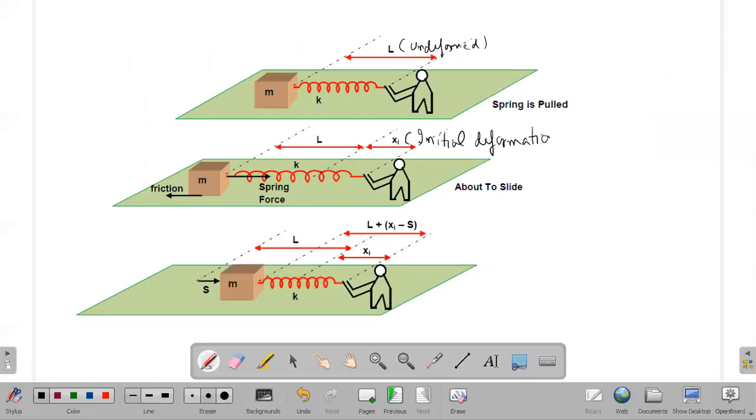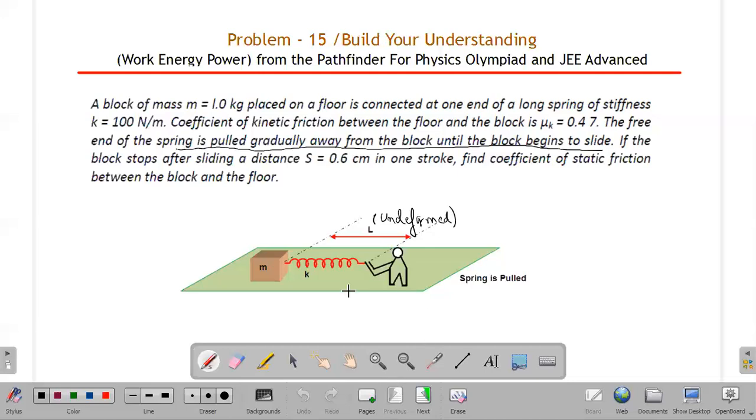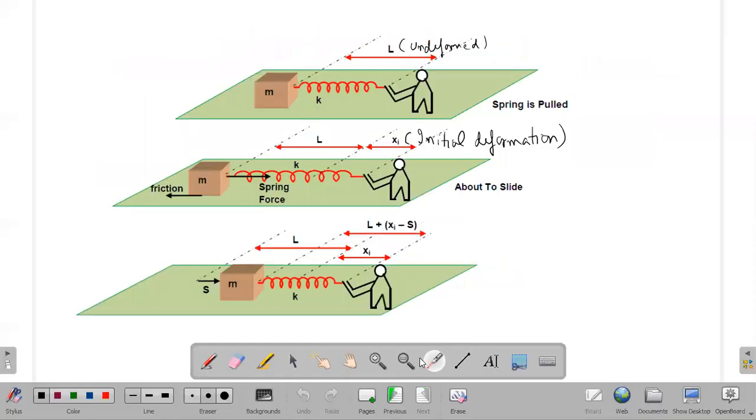As per the question, this initial deformation is sufficient to make the block slide. That is the key point of this question: the spring is pulled gradually away from the block until the block begins to slide. So at the end of the pulling of the spring, when the block is about to slide, it is the end of the pull on the spring.